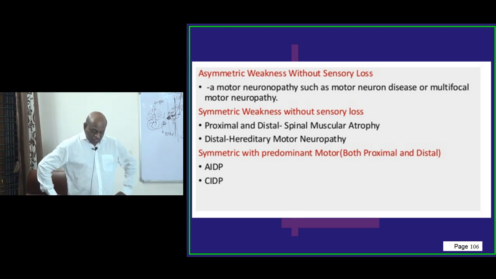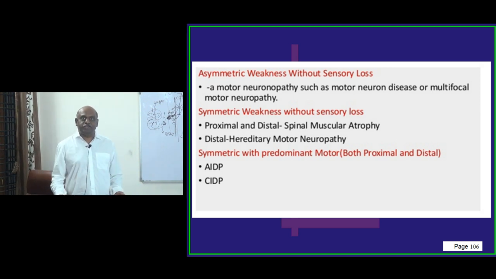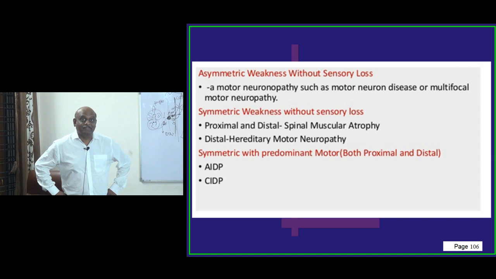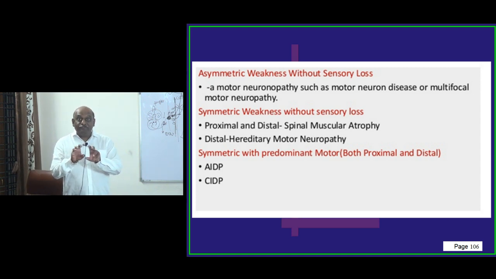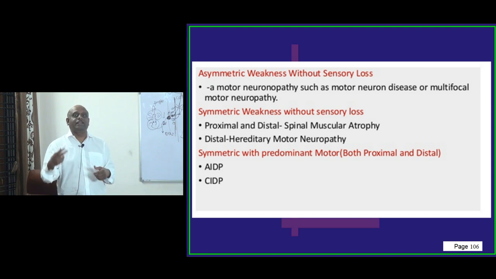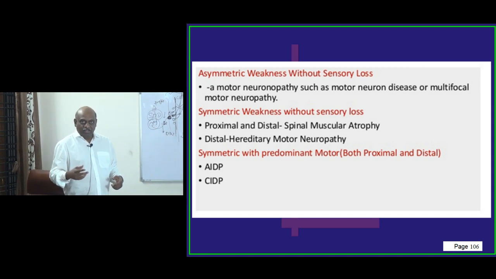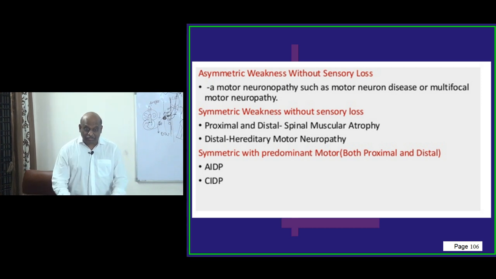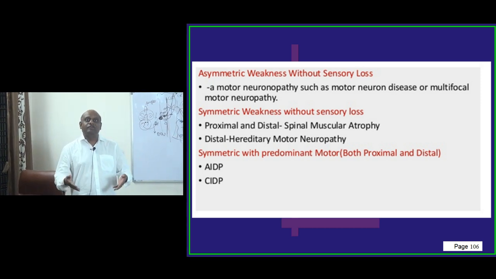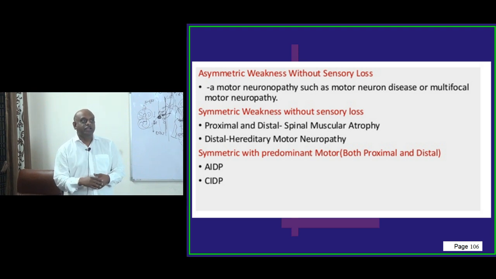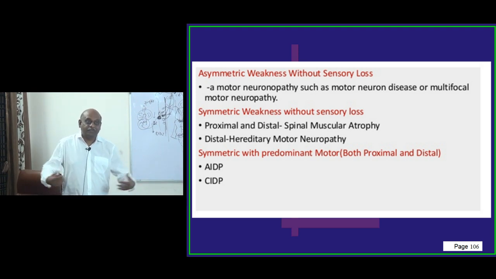Similarly, if you want to get up from a squatting position, your buttock should work, thigh should work. You won't be able to get up from a squatting position. That is proximal muscle weakness. If you want to do any fine activity with your fingers, that is distal muscles: sewing, knitting, etc. The patient will have inability to do that. That is distal. Similarly, if you are able to walk with balance with your foot, then your distal foot muscles should work. So doctor, if the patient says, I am having tripping attacks, that means distal weakness.